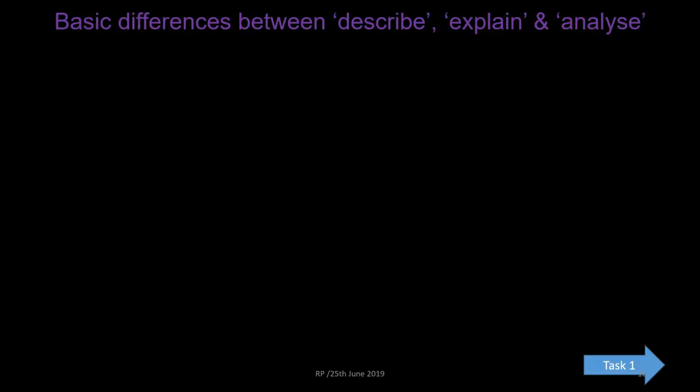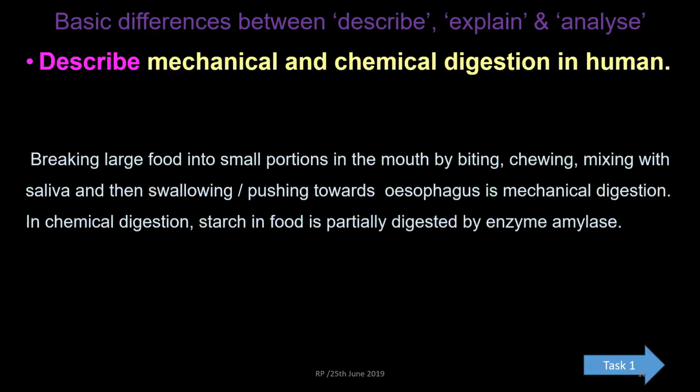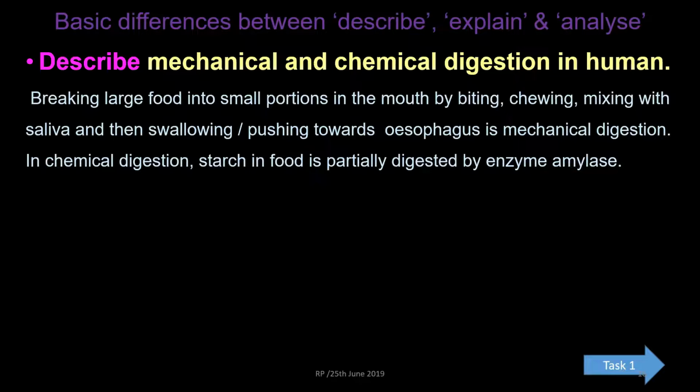With the help of the digestive system, we look at the basic differences between the keywords describe, explain, and analyze. Here are some examples. Describe mechanical and chemical digestion in humans. Look at what I have written here. It's breaking large food into small portions in the mouth by biting, chewing, mixing with saliva, and then swallowing or pushing towards the esophagus. That is mechanical digestion. In chemical digestion, starch in food is partially digested by the enzyme amylase. It's just telling the story, beating around the bush kind of, right?